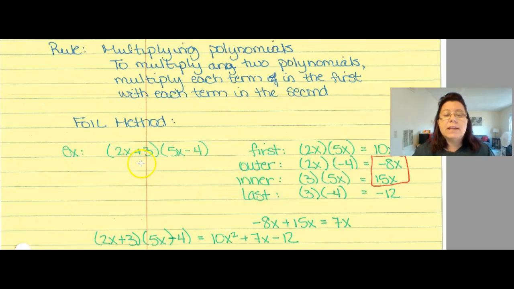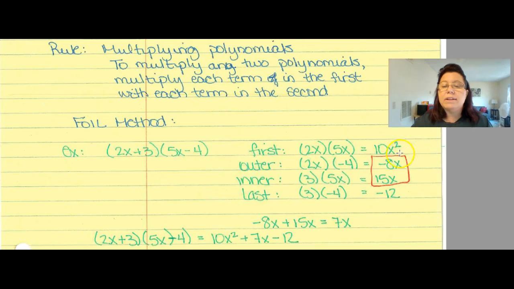So let's take 2x plus 3 times 5x minus 4. I'm going to multiply the first terms, 2x and 5x. Well, 2x and 5x gives me 10x squared. The outer terms come next, 2x times negative 4. 2x times negative 4 gives me negative 8x. Positive 3 times 5x, those are the inner terms. 3 times 5x is 15x. And positive 3 times negative 4 are the last terms, gives me negative 12.